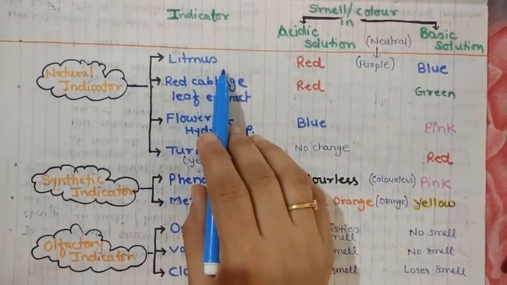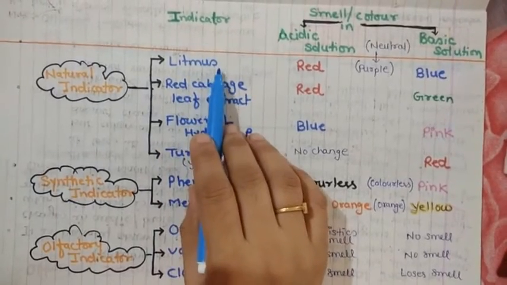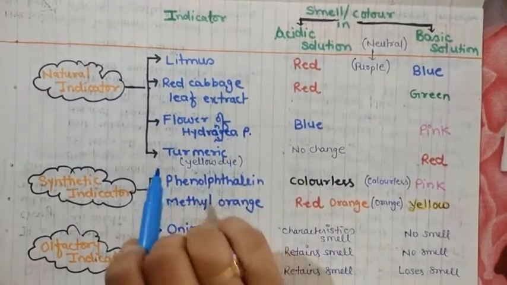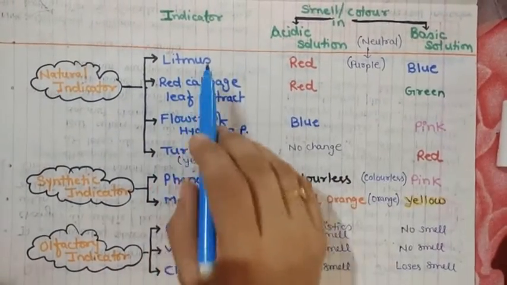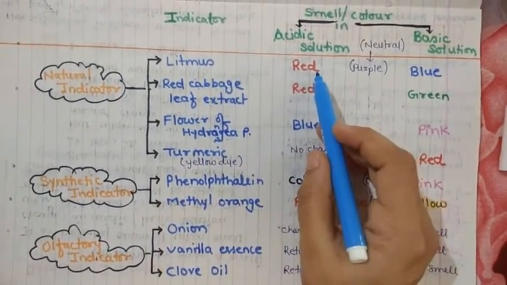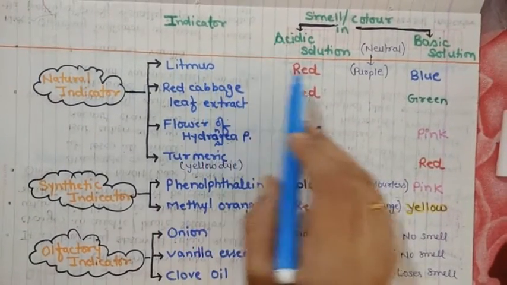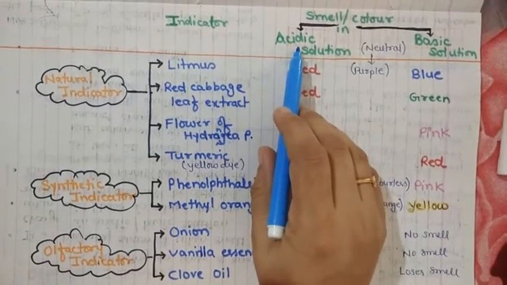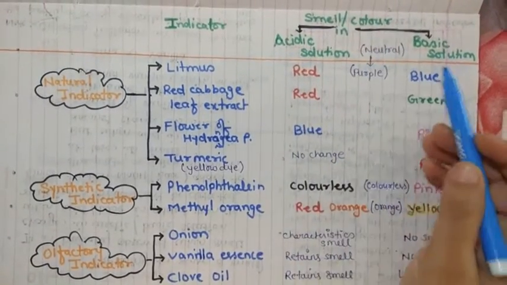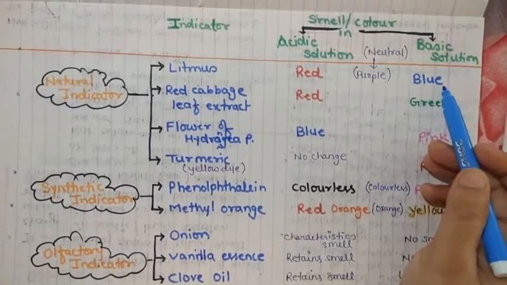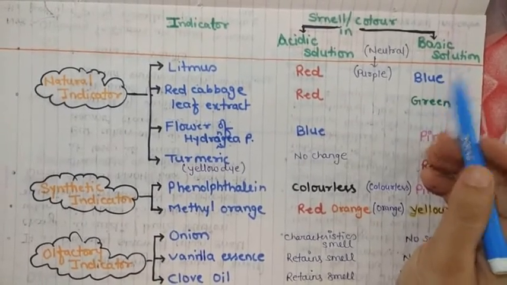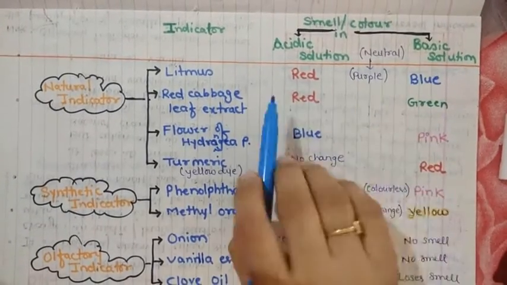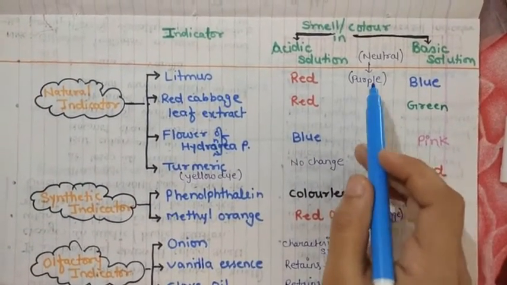First is litmus. I have told you that from the plant lichen we can extract the litmus solution. If blue litmus paper turns into red color, then it will be an acidic solution. Or if red litmus paper changes into blue color, then this will indicate that the solution is basic in nature. And if no color change is there, then it will show purple.